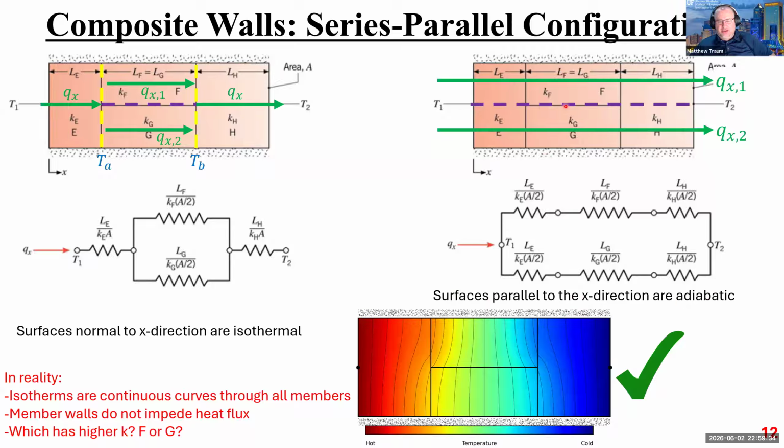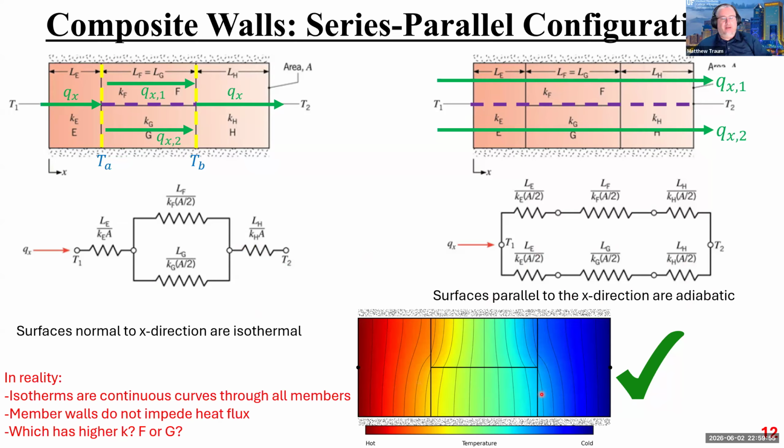So here's parallel to the x direction, and here's a surface that's adiabatic, and that adiabatic surface gets extended across member E and member H, even though those are monolithic, uniform. Okay, so those are the two extremes. What does this thing actually look like in reality?